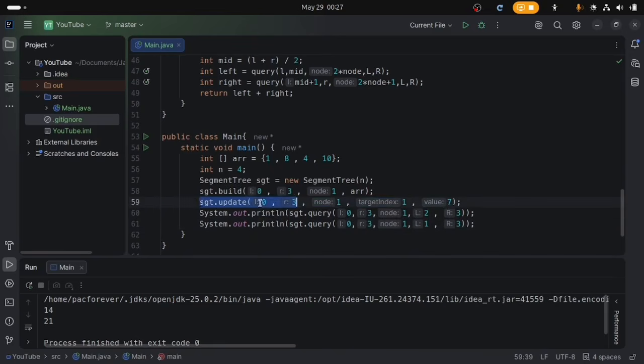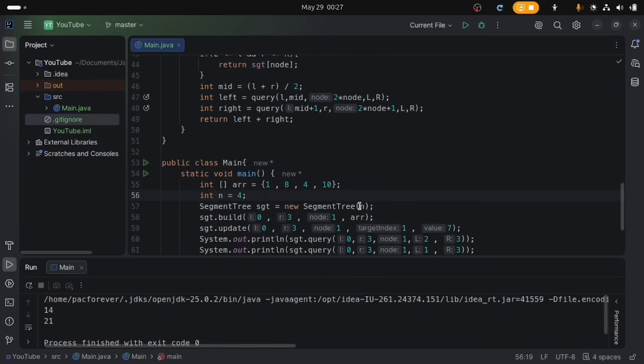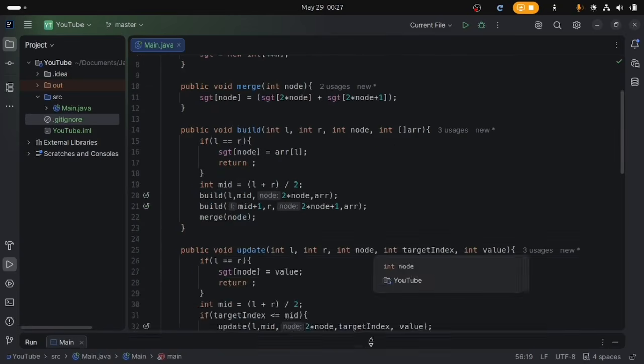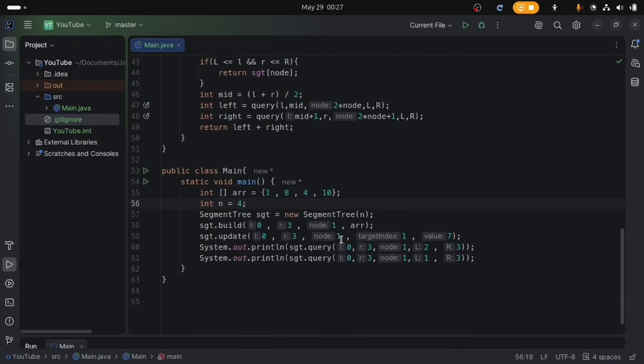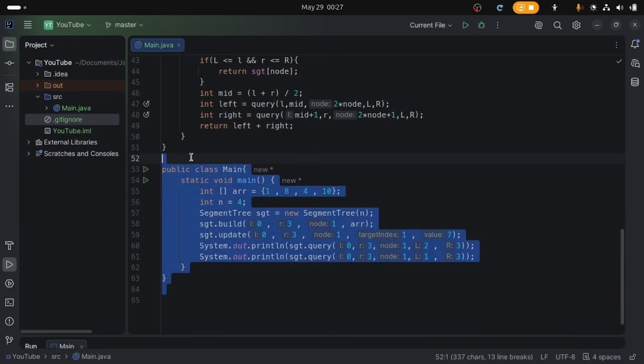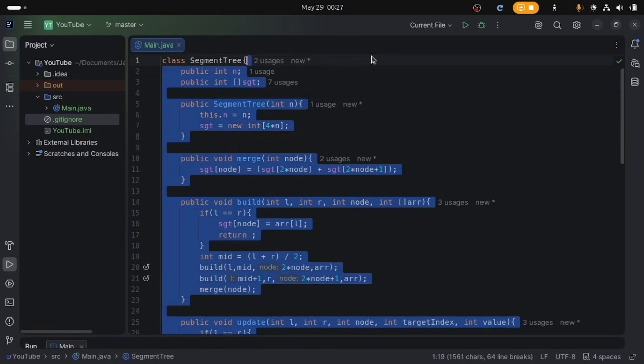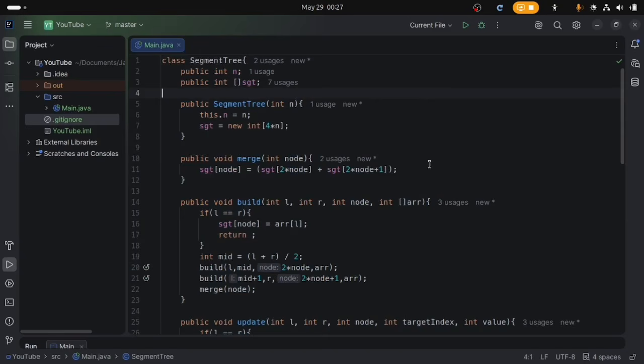Oh, okay, we have updated this value now. I have updated this 8 to 7, that's right. Okay, so this is how you will write your segment tree, and this is the complete code. I will put this code on my GitHub repo, and I will mention its link in the description. I will mention the C++ code too.